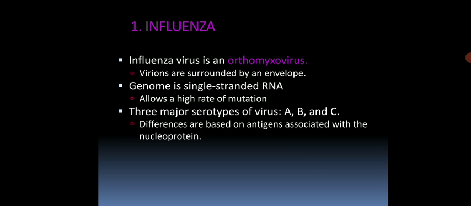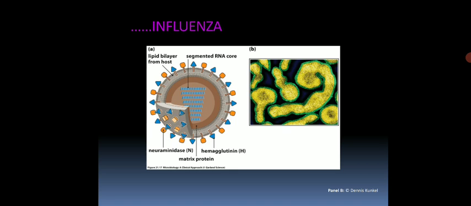First is influenza, a virus known as an orthomyxovirus. Influenza virus belongs to the orthomyxovirus group, and virions are surrounded by an envelope. The genome is single stranded RNA, and it allows a high rate of mutation. Three major serotypes can be seen in these viruses: A, B, C, with differences based on antigenic properties associated with the nucleoprotein. Here in this picture you can see the structure of the influenza virus. It has different spikes as well as a lipid layer.